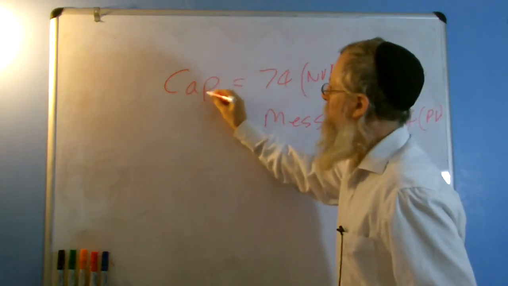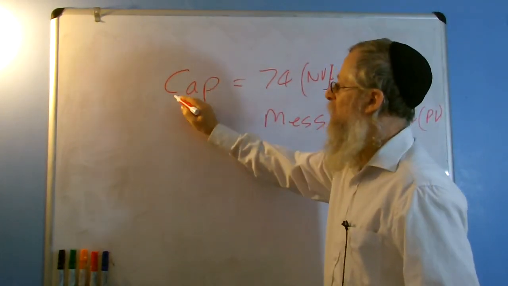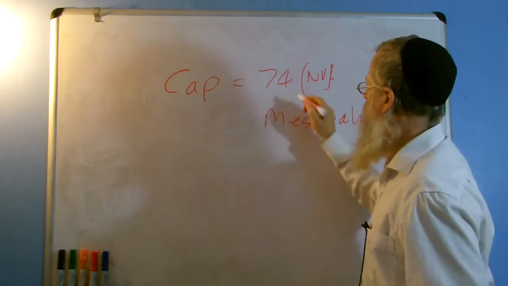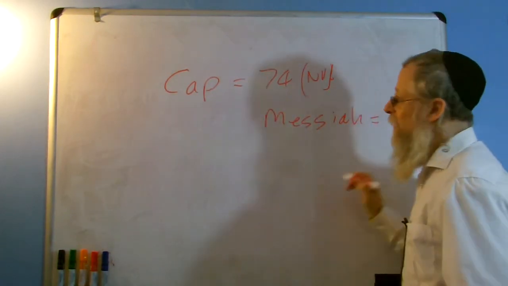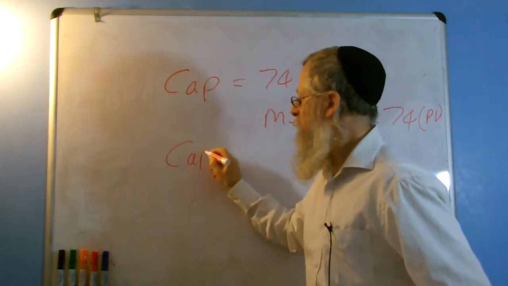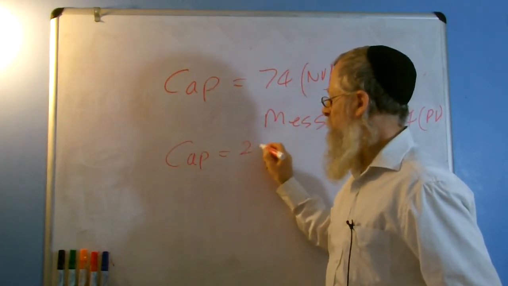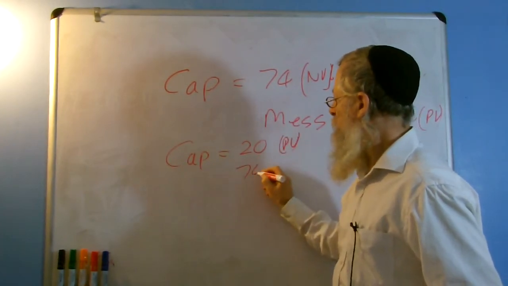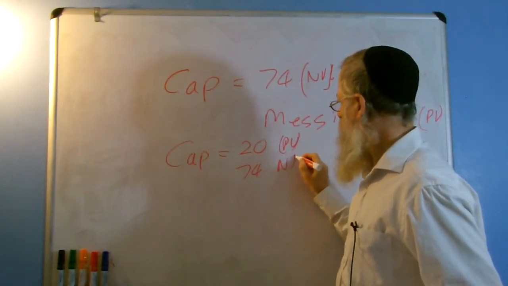That's the capstone. P is 70, A is 1, C is 3, which is 74. Messiah in placement value is 74. But the word cap has more than just the placement value. That's the placement value, 20. It has a normal value of 74.